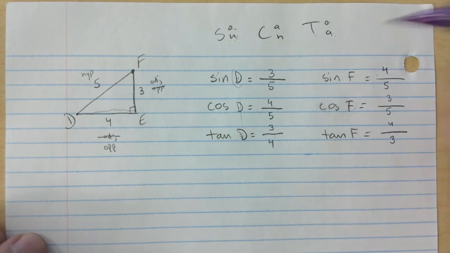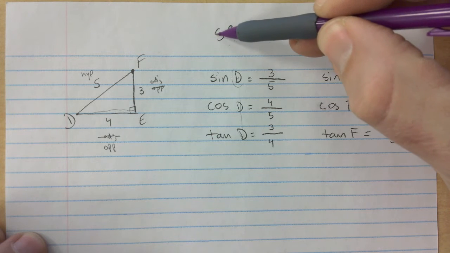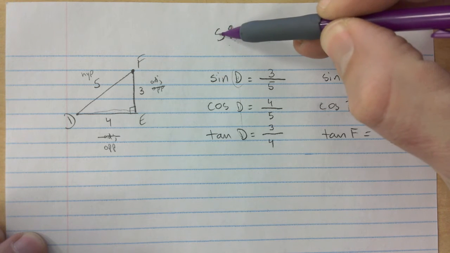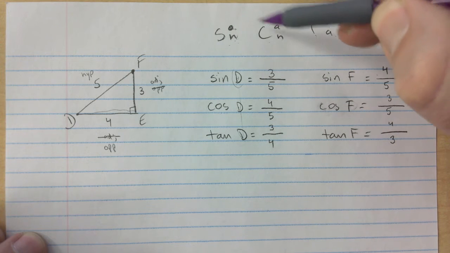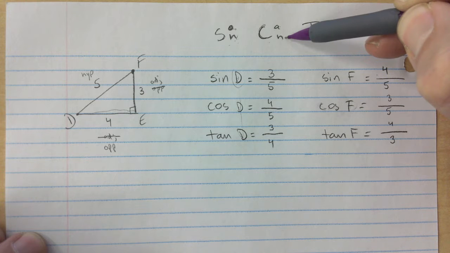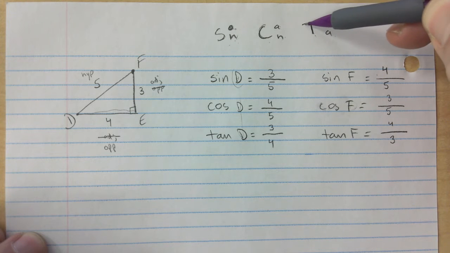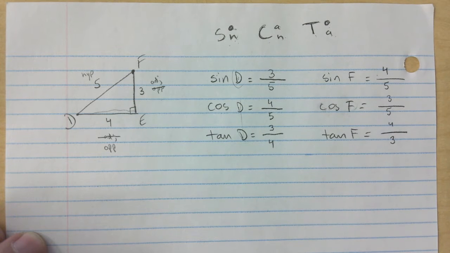There we go. So SOHCAHTOA is just to help you remember that when you're using sine, you're involving the opposite side and the hypotenuse. If you're using cosine, we're using adjacent and hypotenuse. If you're using tangent, you're using opposite and adjacent. Okay?